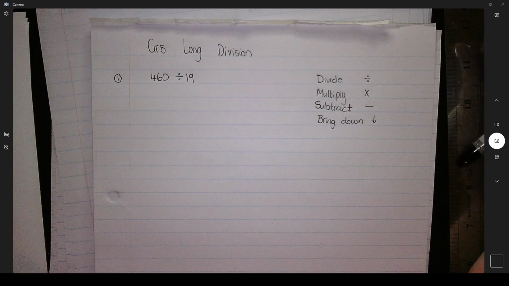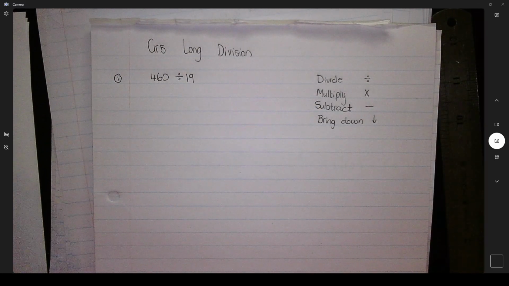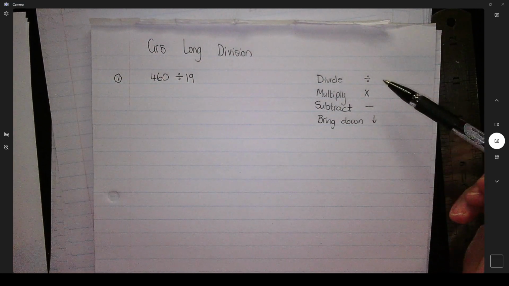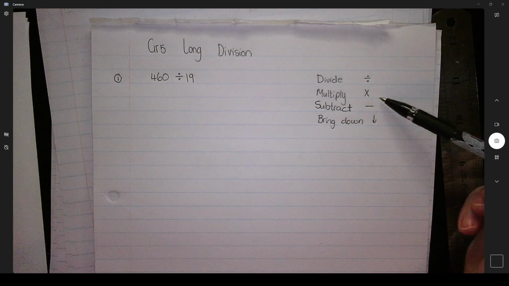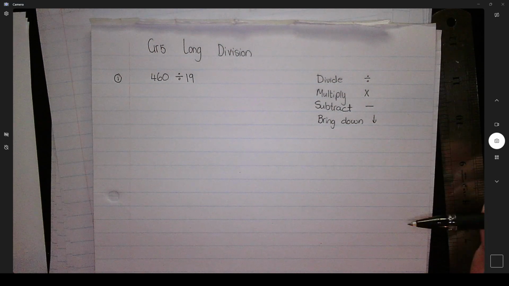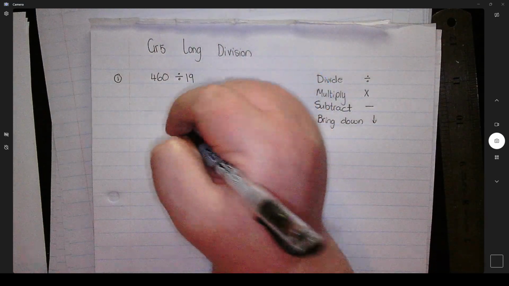Right, let's have a look at some long division. This is for a grade 5. The steps of long division are divide, multiply, subtract, bring down. So let's have a look.